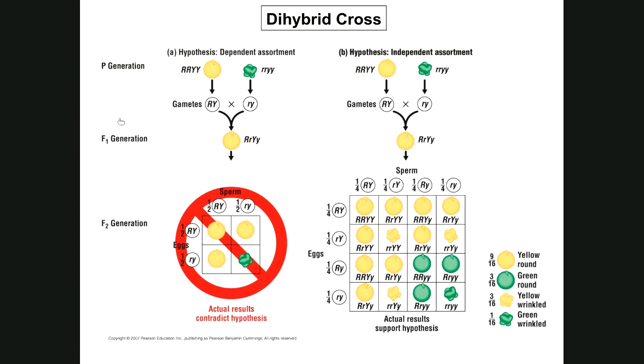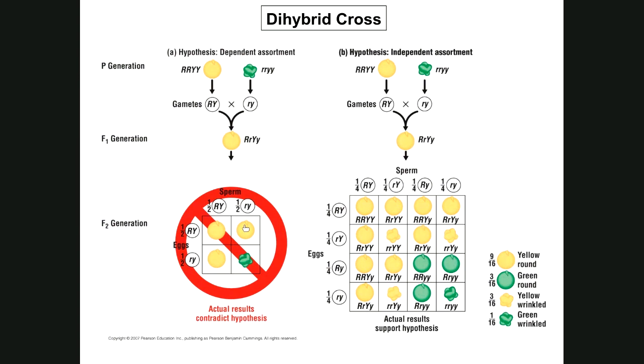From P generation to F1 generation, we take two separate parents, two true breeds, cross-fertilize them and produce our hybrid F1 generation offspring. But in this case, to see if the two different traits are linked, he did it again, just like with monohybrid crosses. He took each individual F1 generation offspring and allowed them to self-fertilize. Now, he had predicted that if the hypothesis of dependent assortment was true, his F2 generation would result in a phenotypic ratio of 3 to 1.